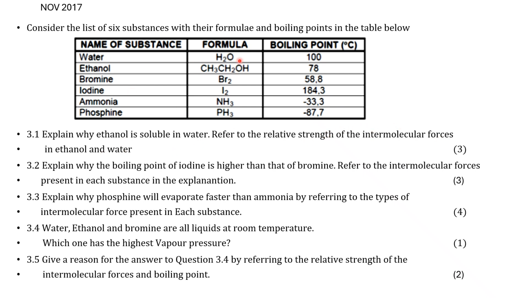So there, water has oxygen, so there's a hydrogen bond. There's also oxygen in ethanol, so there's a hydrogen bond there. 3.2, explain why the boiling point of iodine is higher than that of bromine. So there, why the boiling point is higher, refer to the intermolecular forces present in each substance in the explanation.